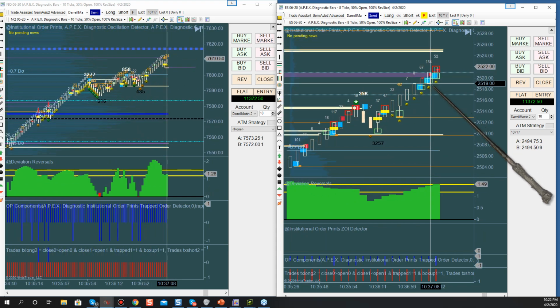Okay, so can y'all put that stuff into practice? Yeah, the red and green arrows are from the automation tool.